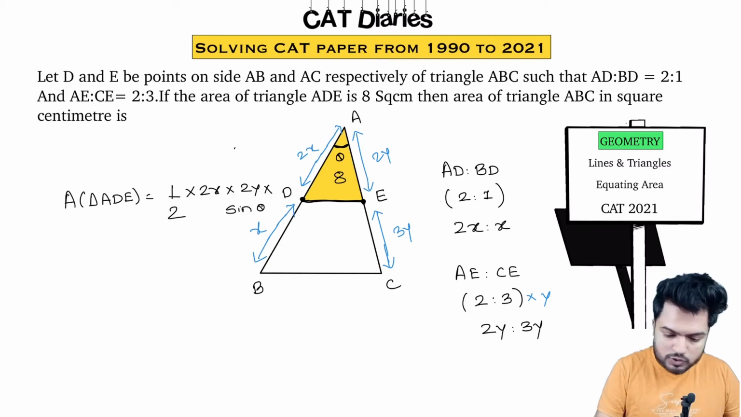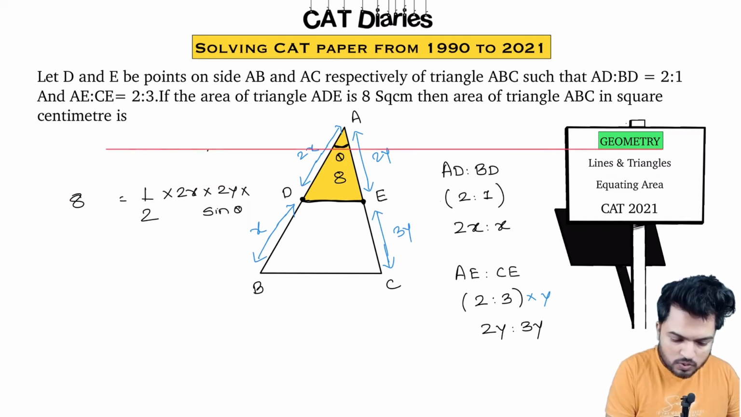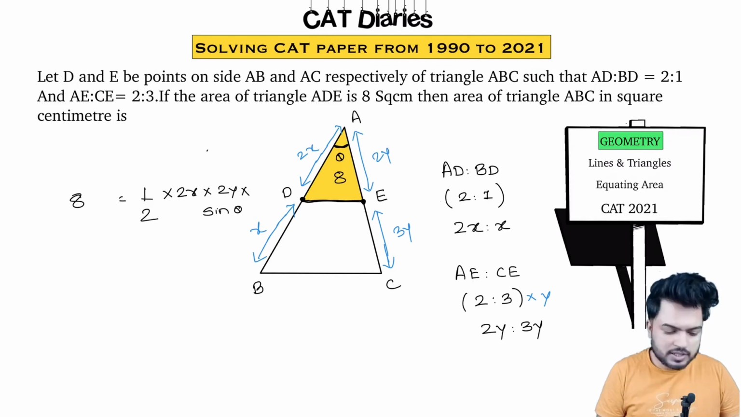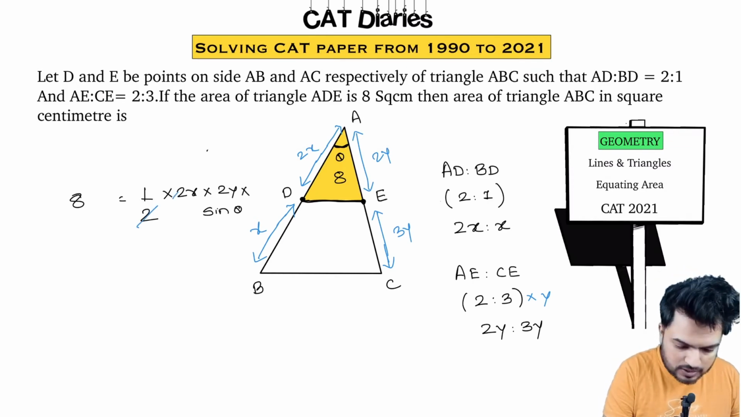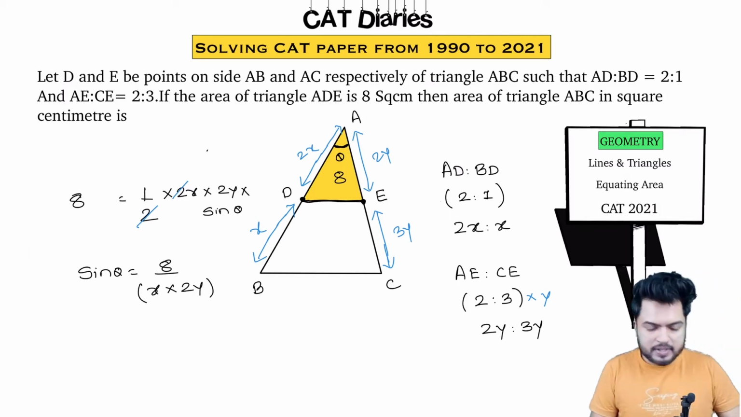So from this, what can I get? I can get the value of sine theta. I know already that the area of triangle ADE is equal to 8. So I'll write here that is equal to 8. So what do I get from this? 8 is equals to half into 2x into 2y into sine of theta. So if I just cut, this gets cancelled. I'll see that sine theta is equals to 8 upon x into 2y. That is what I get from my first part.